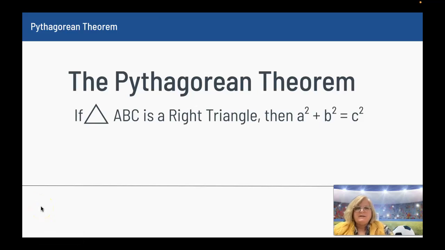On the soccer field, we can make all triangles that we're concerned about into right triangles. So the Pythagorean theorem plays an important piece on the soccer field. We want to know either the distance, so that's like the length of a side of a triangle on the soccer field, or the amount of force that we're putting on the ball, okay? The Pythagorean theorem: if a triangle ABC is a right triangle, then a squared plus b squared equals c squared.